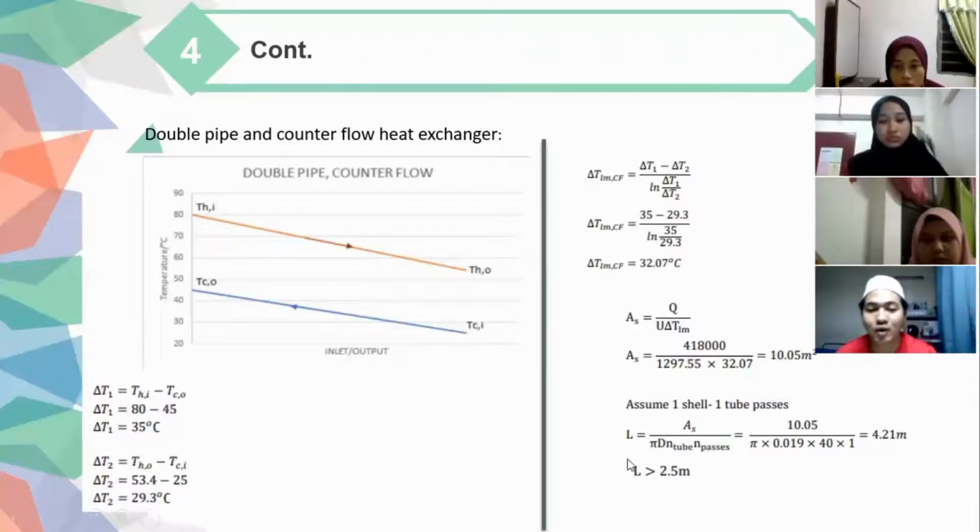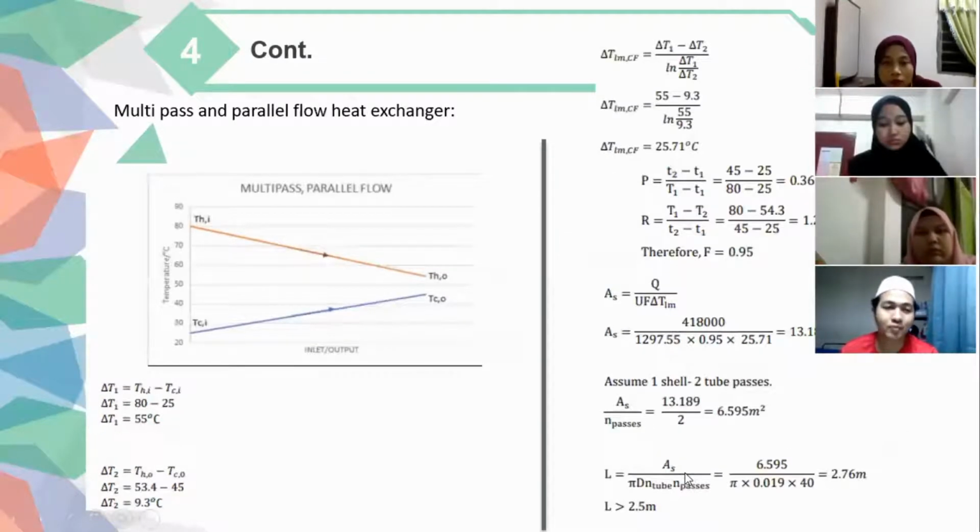After that, we assume that the heat exchanger has one shell and one tube pass. Therefore, we get L as 4.21 meters, and this length is greater than 2.5 meters. So we cannot use this design. We move to the next design, which is the multi-pass and parallel flow heat exchanger.